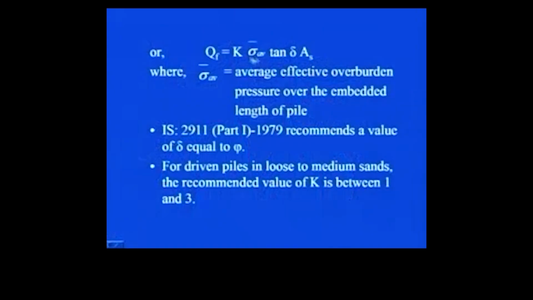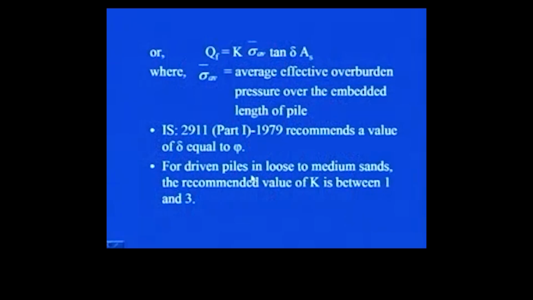So, for that we take the average effective overburden pressure, because k depends on the property of the soil; this K value will be constant at any particular depth, but this sigma bar average will be changing. So, we are taking this effective pressure as the average one over the embedded length of pile. Then IS 2911 part 1 1979 recommends a value of delta equal to phi. So, whatever is the angle of internal friction of the soil, you can assume the friction angle between soil and pile material to be equal to the angle of internal friction of the soil.